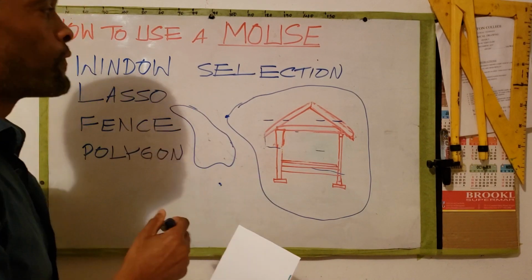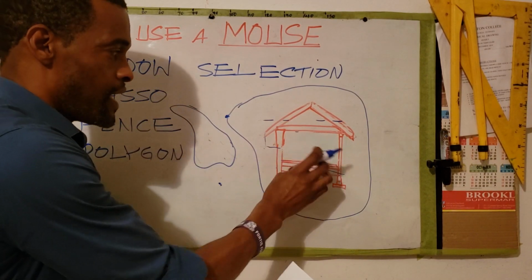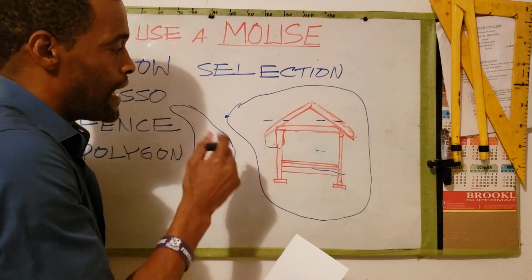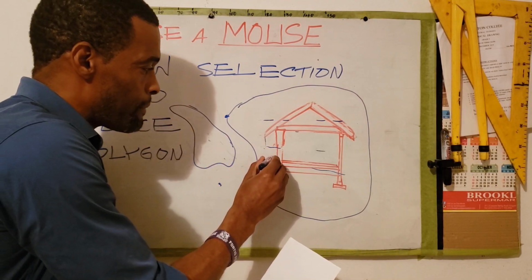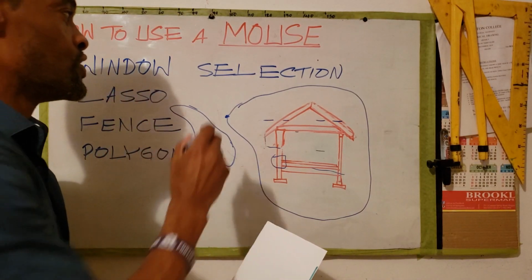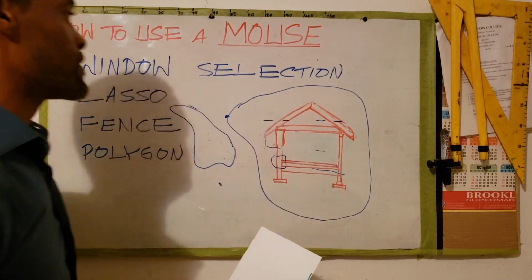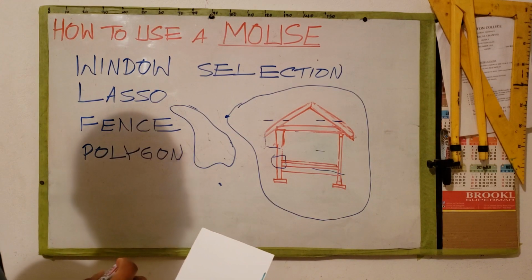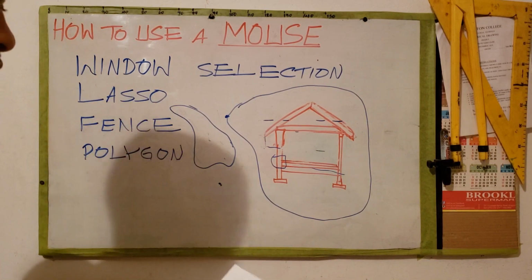This is very useful for cases where you have a lot of different sections and you wish to select just a part of the drawing, just a little tiny section, so you can navigate your way through it. It's very important. That's for lasso.